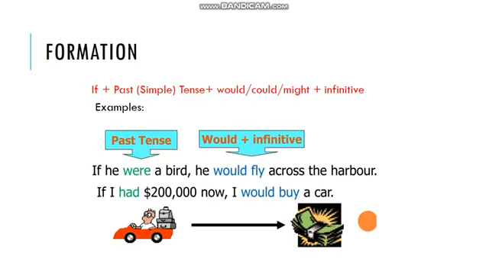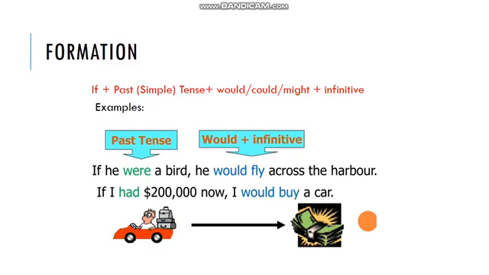Next one, the formation of the second conditional. Let's look at the formula: if plus past simple, plus would, could, might plus infinitive. Below I've provided some examples. If he were a bird, he would fly across the harbor. Actually, that person is not a bird. That person is just imagining being a bird and flying across the harbor.